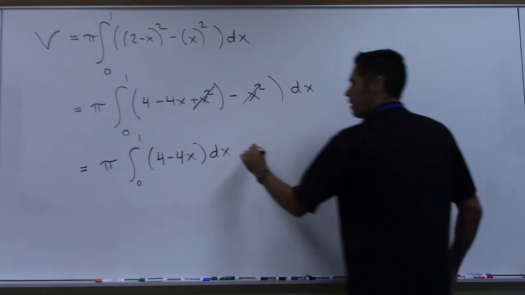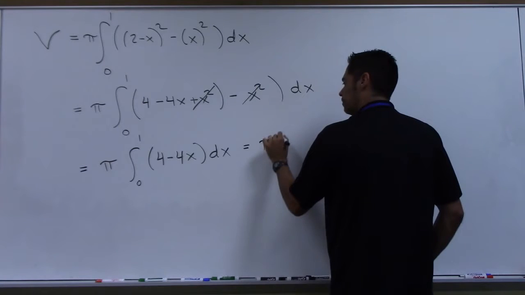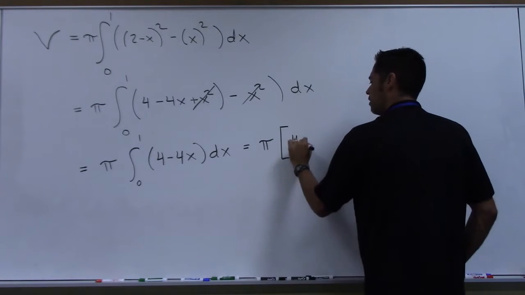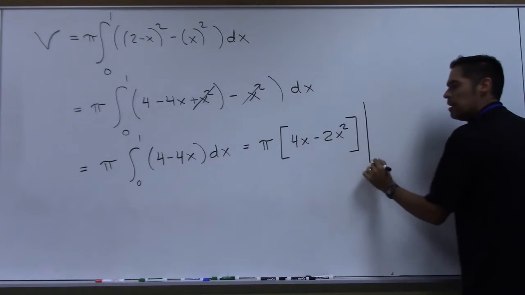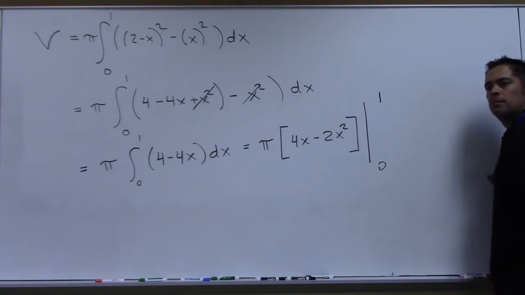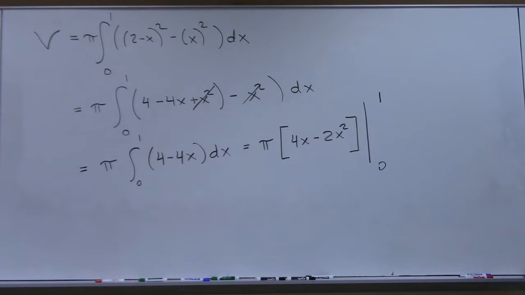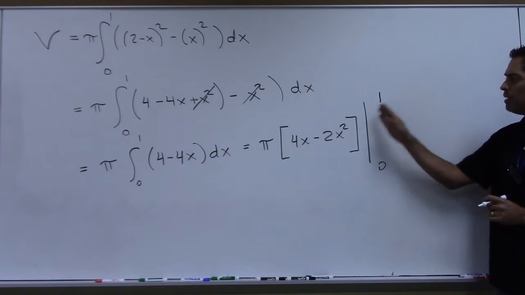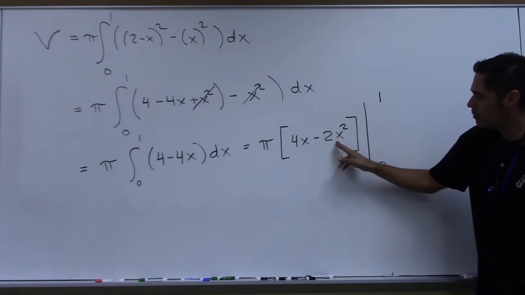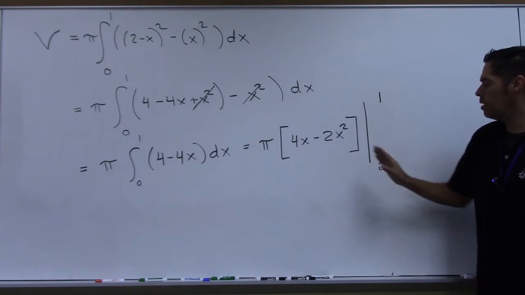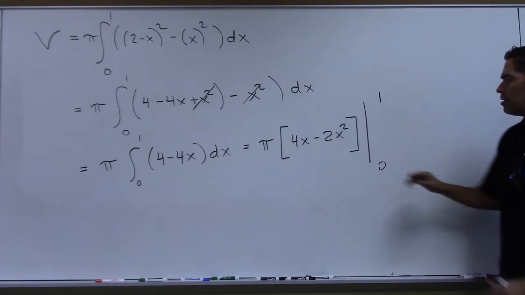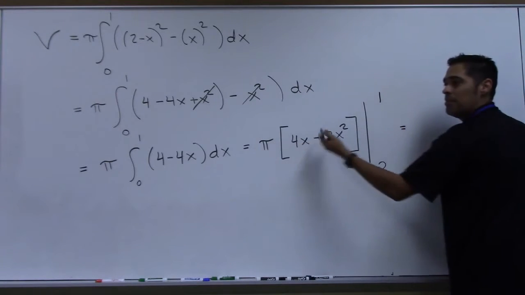What's the antiderivative of that? 4x minus 2x squared, evaluating from 0 to 1. Yeah? Plug in. This is going to be pretty easy to plug in. If we plug in 1, what do we get? 2, right? Plug in 0, we get 0. So it should be pi times 2. So 2 pi.